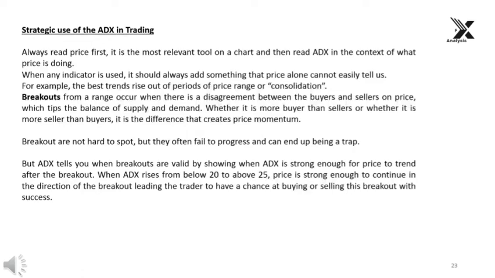creates price momentum. Breakouts are not hard to spot, but they often fail to progress and can end up being a trap. But ADX tells you when breakouts are valid, by showing when ADX is strong enough for price to trend after the breakout. When ADX rises from below 20 to above 25, price is strong enough to continue in the direction of the breakout, leading the trader to have a chance at buying or selling this breakout with success.